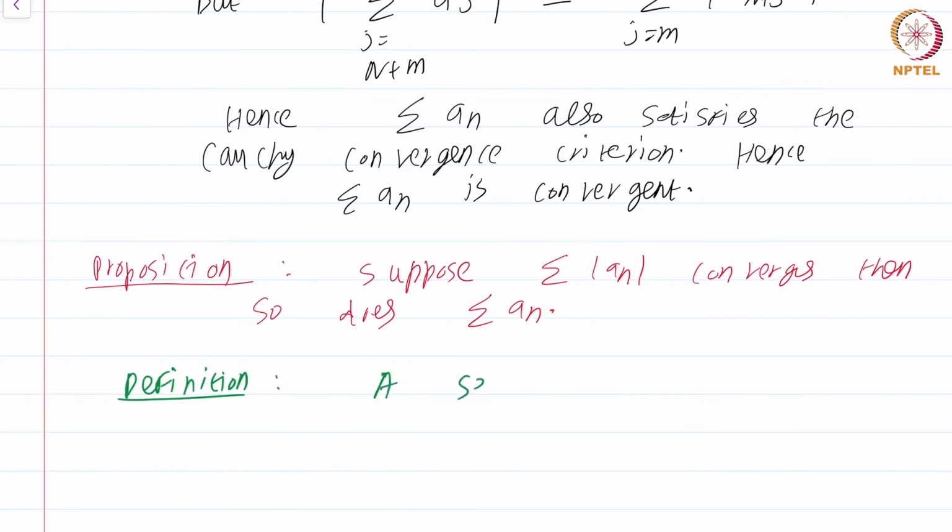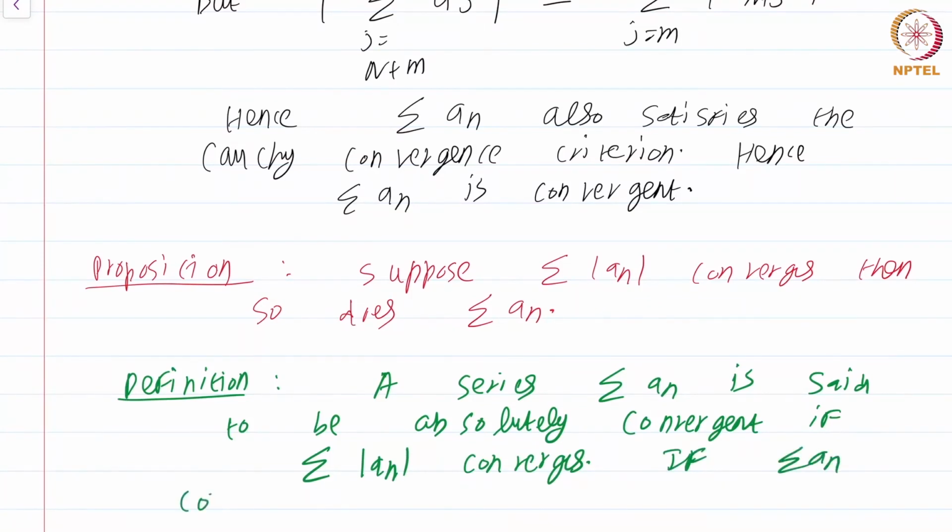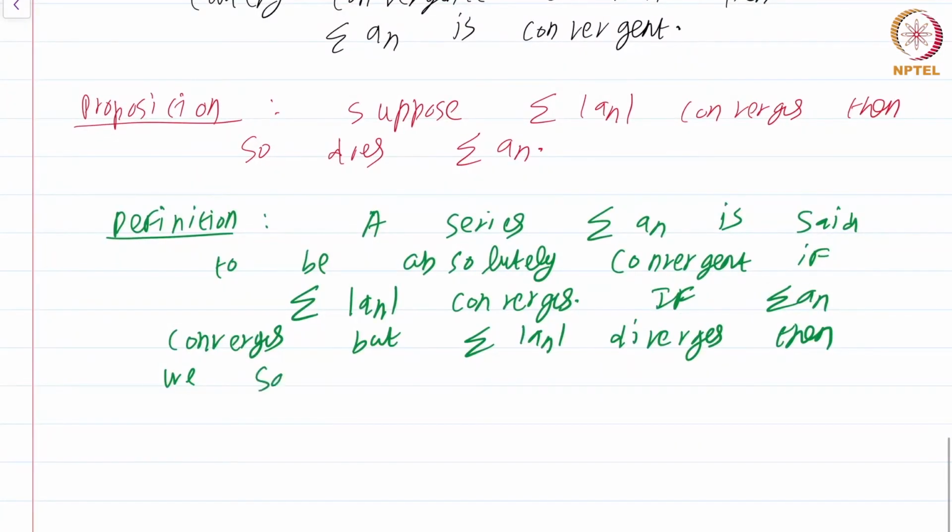A series summation an is said to be absolutely convergent if summation mod an converges. If summation an converges but summation mod an diverges, then we say summation an is conditionally convergent.